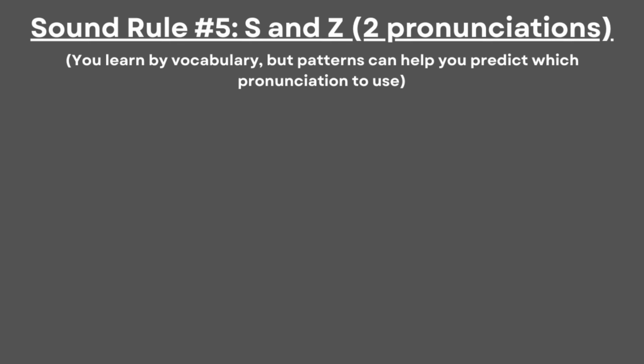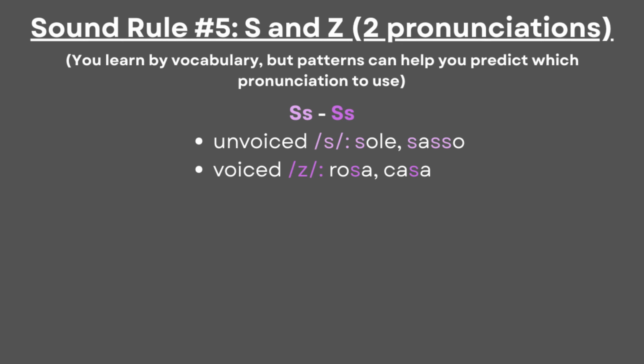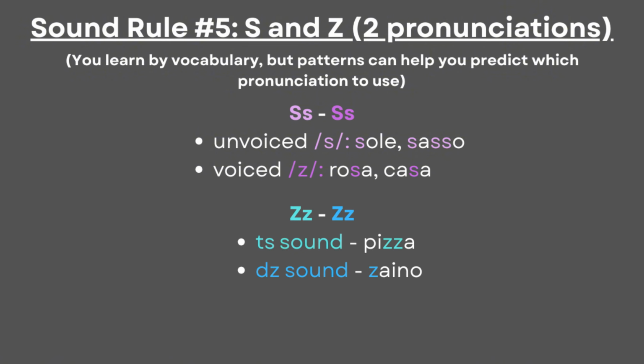The fifth rule is that esse and zeta have two pronunciations, which are very common in Italian vocabulary. This is something that you simply have to get used to, but some patterns can help you predict which pronunciation to use. For instance, sole and sasso have an unvoiced s sound, while rosa and casa have a voiced z sound. When using zeta, it can have two possible sounds, ts and dz, like in pizza and zaino.